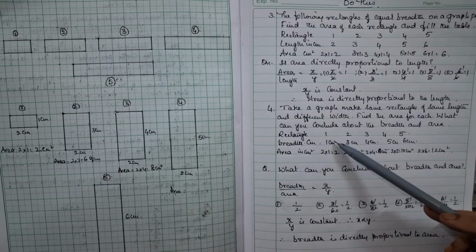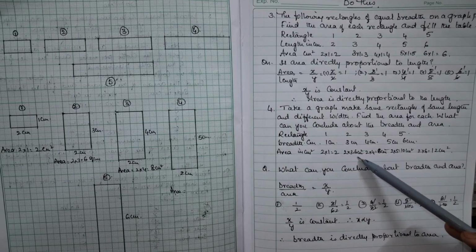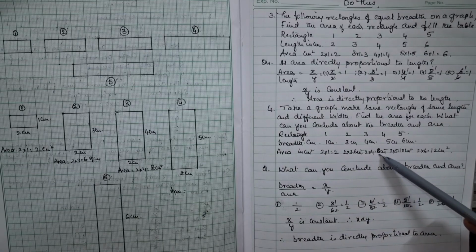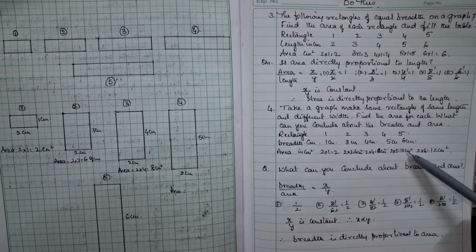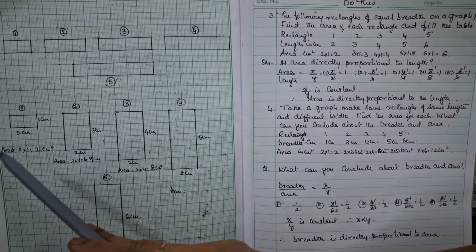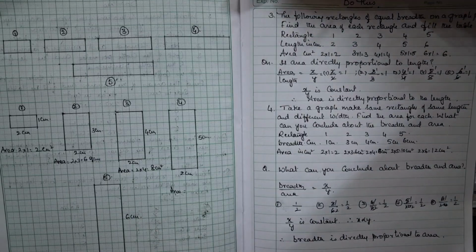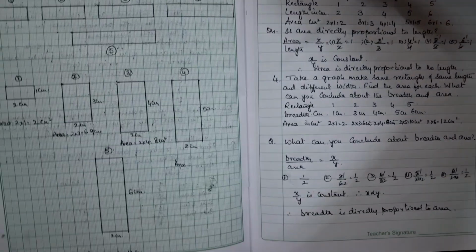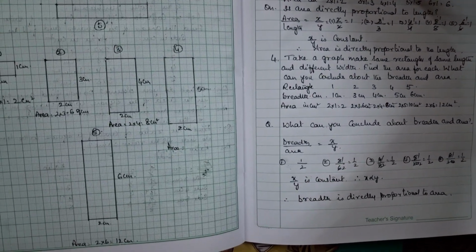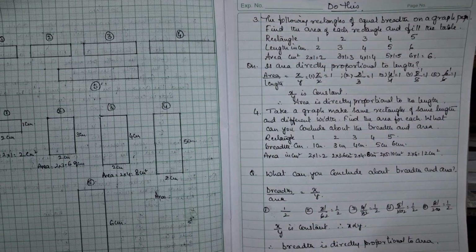And area is length into breadth. Length is 2: 2 into 1 is 2, 2 into 3 is 6, 2 into 4 is 8, 2 into 5 is 10, 2 into 6 is 12 square centimeters. These are the areas I have written here also. Now, the last one, see children, I am lifting it. They are not the same.